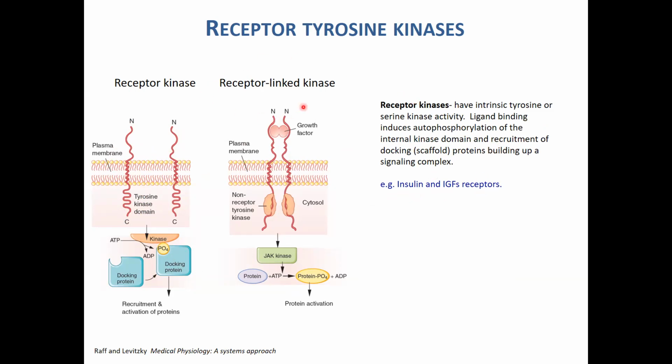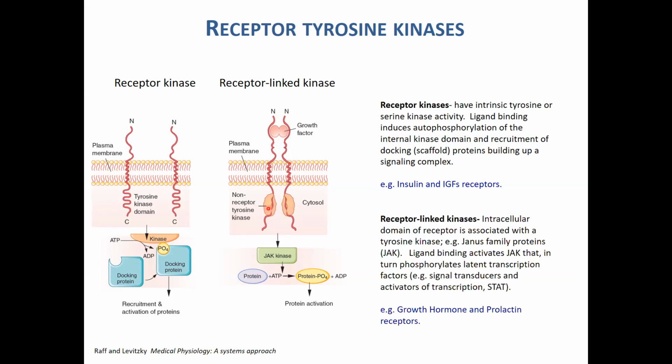We also have receptor-linked kinases. Here, the kinase is not part of the receptor, but is bound to it. These are tyrosine kinases. These are from the Janus family of proteins. So binding of the growth factor here sends a signal down to activate the receptor. These receptors usually phosphorylate a transcription factor called STAT. This stands for signal transducer and activator of transcription. And this is a protein that's going to go into the nucleus and change gene transcription. So examples of this are growth hormone and prolactin receptors.